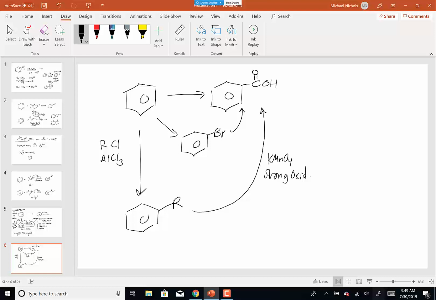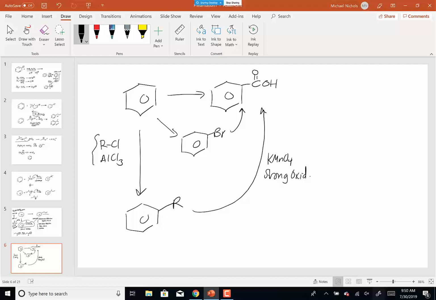So that's one way to do this reaction. Does it matter what the alkyl group is? No, any group gives benzoic acid. So it doesn't matter up here. You could say, well, what's the R? The R can be anything, because once I put it on, it's gone to a carboxylic acid. So that's one way to make the carboxylic acid, by oxidizing an alkyl group.